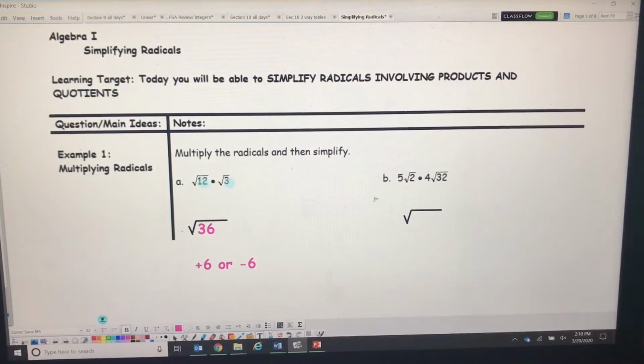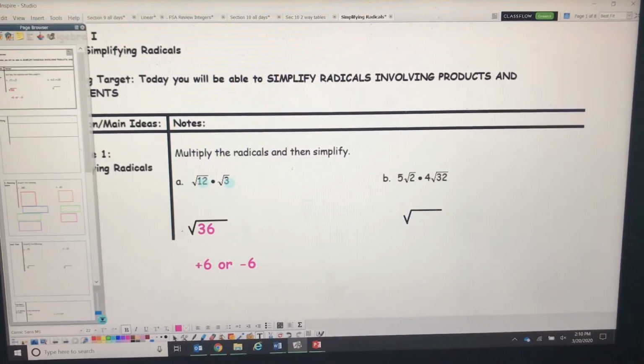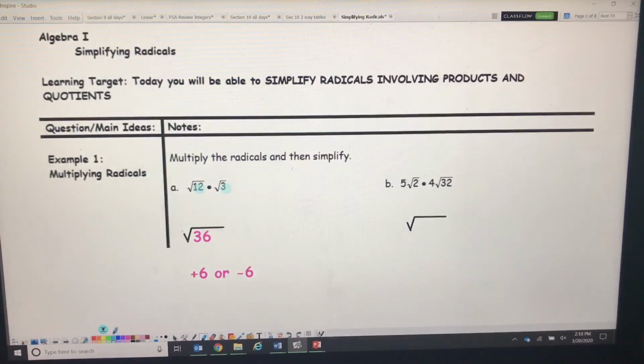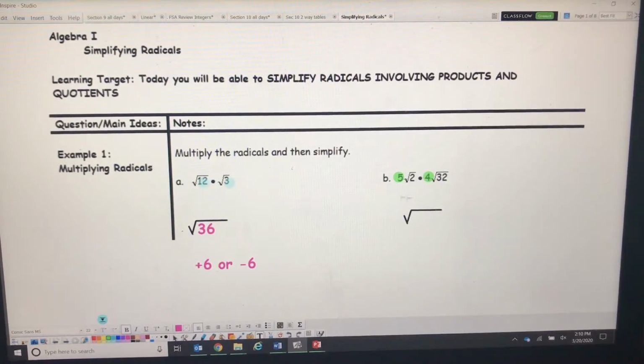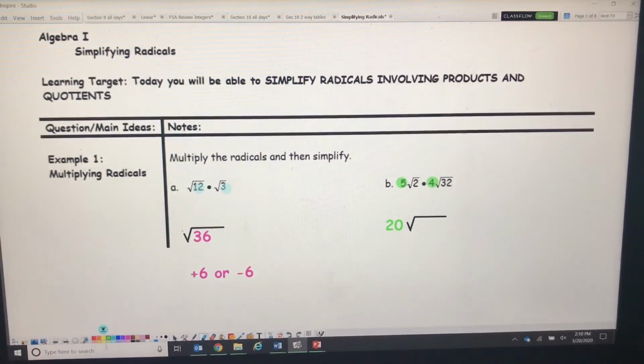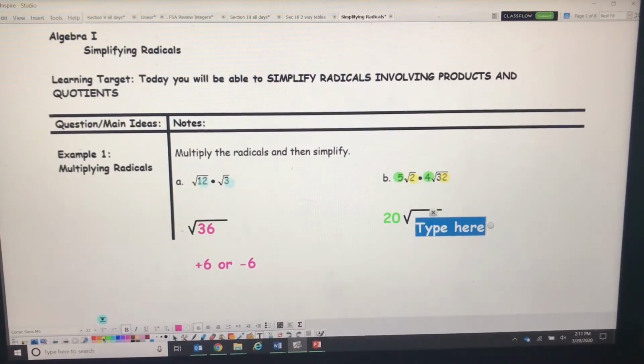Let's take a look at B. This one's a little different. In A, we did not have a coefficient. We have to treat the coefficients as something separate. So we are able to multiply our coefficients by each other because they are both on the outside. So 5 times 4 is 20. I then can multiply what is under my square root symbols. 2 times 32. That is going to leave me here with 64.